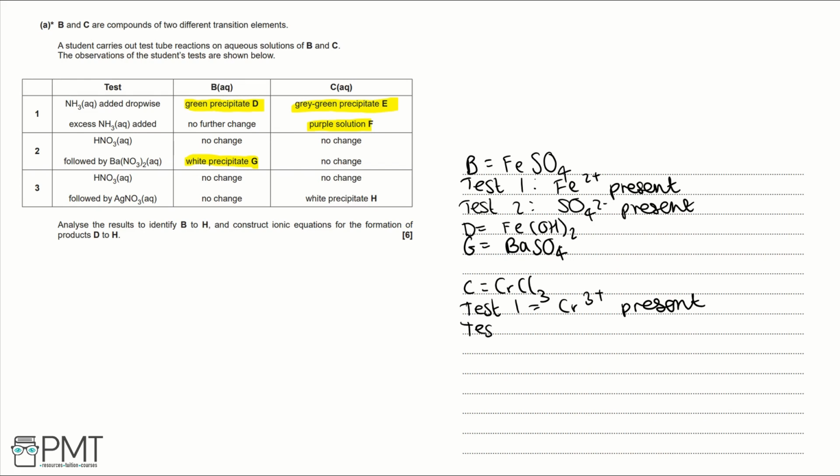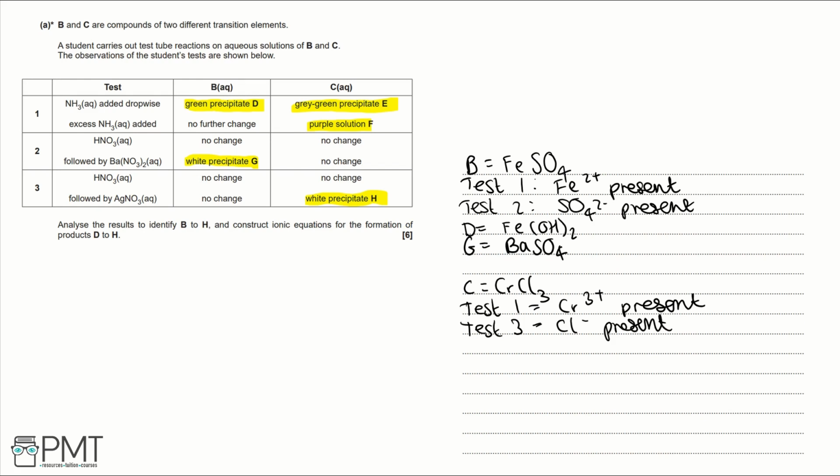And then if we look at test 3, because test 2 has no change, in test 3 we have a white precipitate H. And that's when we are adding silver nitrate to nitric acid. We're getting this white precipitate, and that's a test for a halogen. And because we've got a white precipitate, we know it's going to be a chloride ion that's present. So that's how we can work out what C is. Then we need to look at E, F, and H.